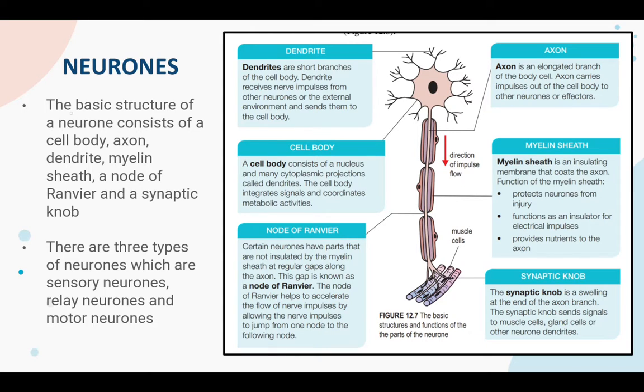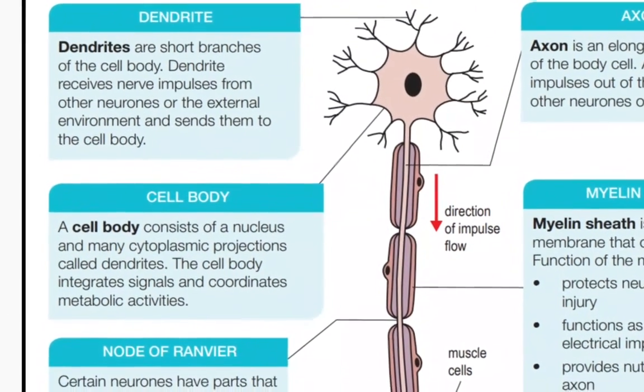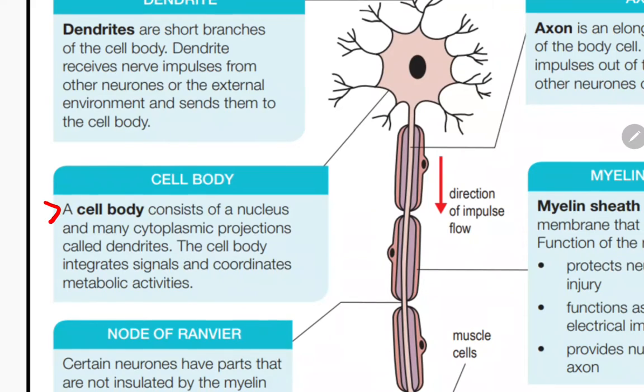The basic structure of a neuron consists of the cell body, axon, dendrite, myelin sheath, nodes of Ranvier, and a synaptic node. Let's look at them one by one. The first one is the cell body. A cell body consists of a nucleus and many cytoplasmic projections called dendrites. From the diagram, this is the cell body. The one that I've drawn just now is the cell body.